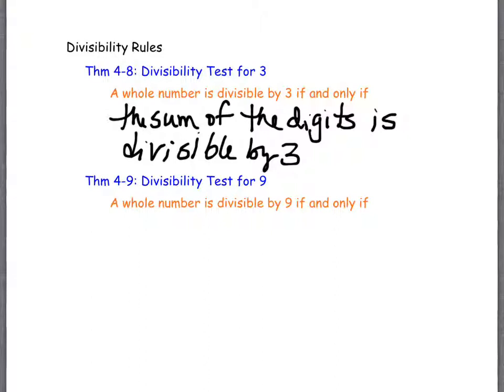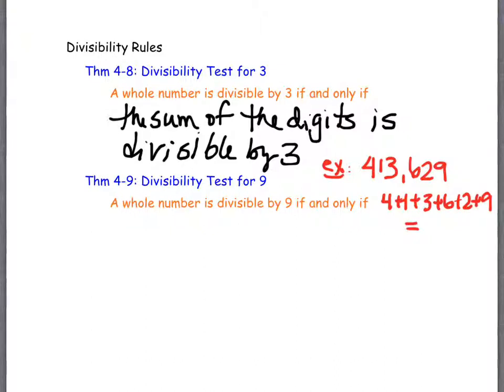So if we had the number 413,629, we would add up 4 plus 1 plus 3 plus 6 plus 2 plus 9. That's what we would do. We'd get some value, whatever that value is. If that value, which is much smaller than the 413,000 number, is divisible by 3, then the original number was also divisible by 3.